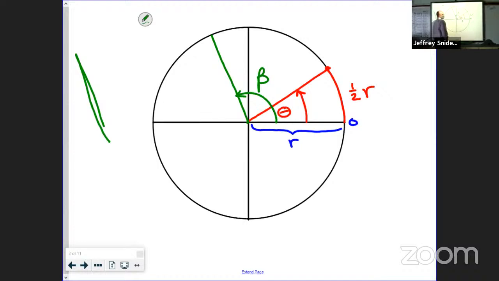Okay, there it is. This arc length is 2r. How many radians is it? 2 radians.